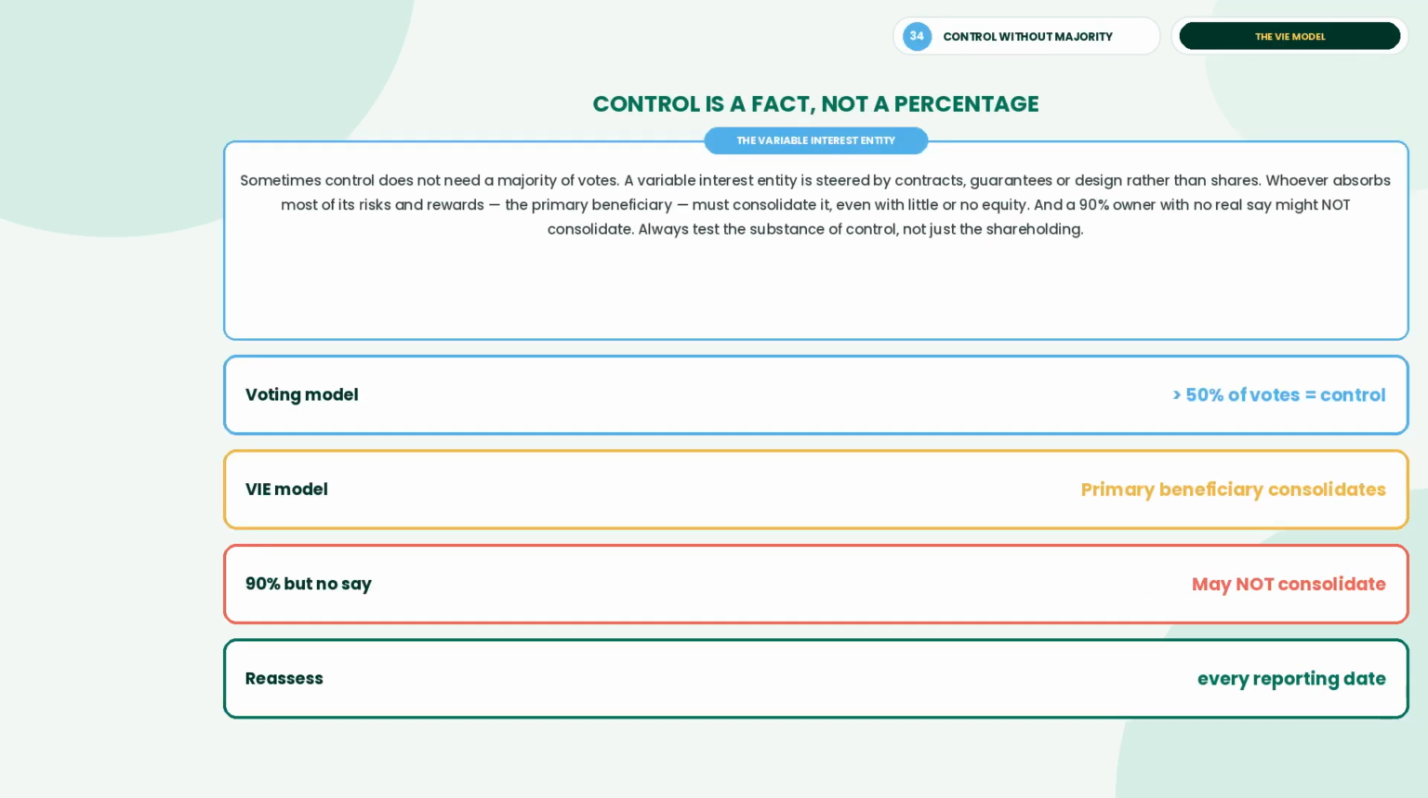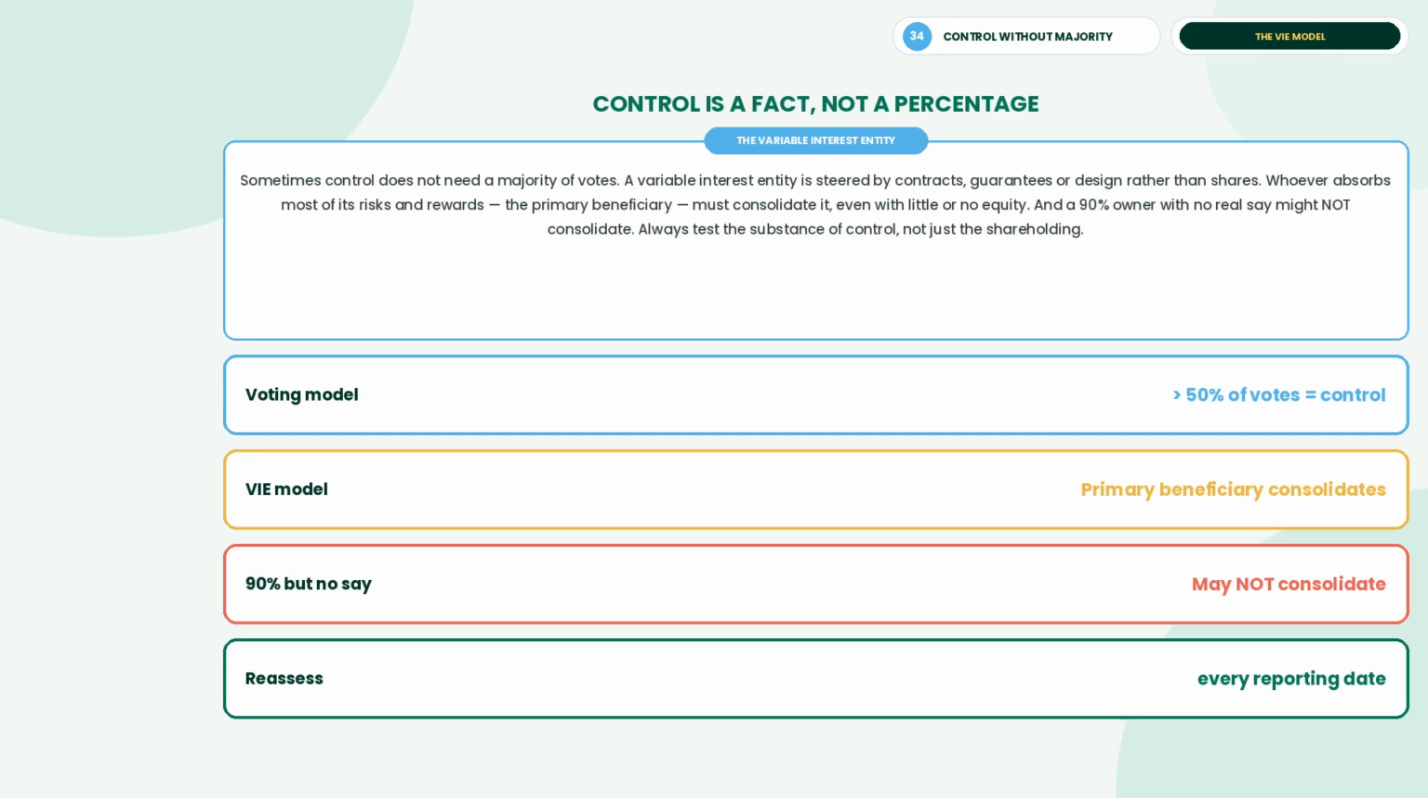Control is a fact, not a percentage. Majority voting rights are common evidence, but contracts or entity design can create control without majority ownership. Under a variable interest model, the party with power over the relevant activities and exposure to significant benefits or losses may have to consolidate. Conversely, a large shareholding without substantive decision power may not establish control. Reassess whenever governance, contracts, or facts change, and at every reporting date required by the framework.